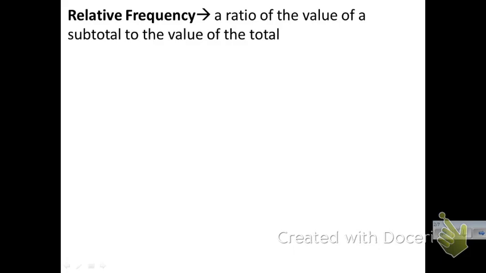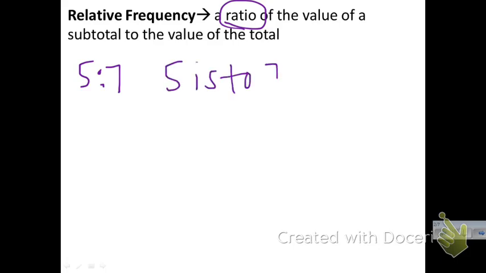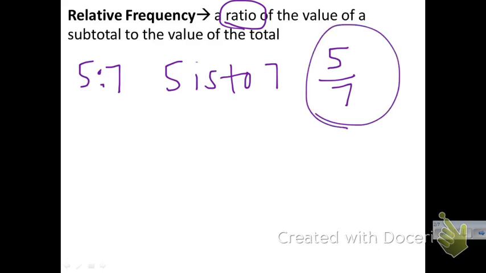And we talk about a ratio being multiple things. A ratio can either be like 5 is to 7. We can write that as 5 is to 7, or we can use 5 over 7, and this is what we're going to be looking at. We'll have some subtotal value, that'll be the 5, over the total value, and that would be the 7.